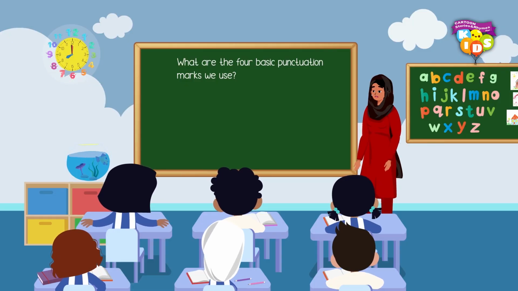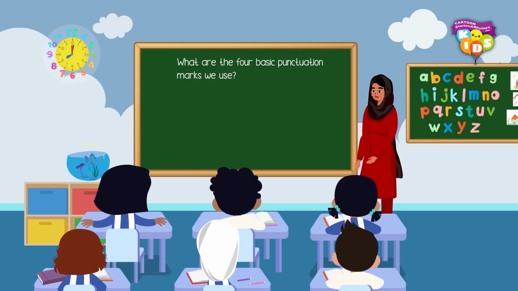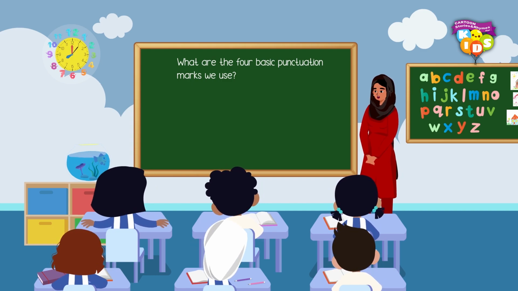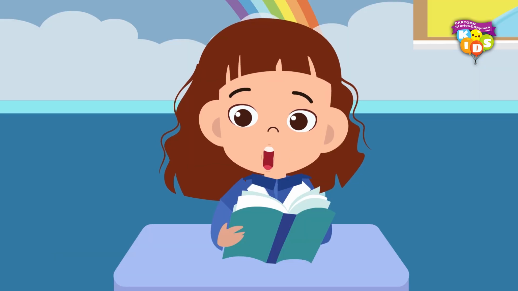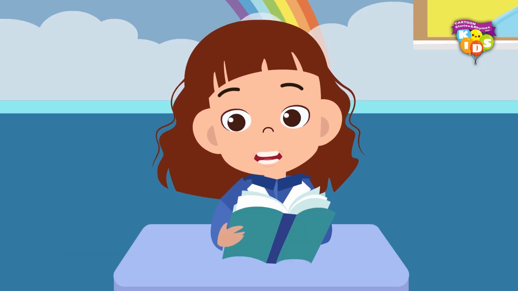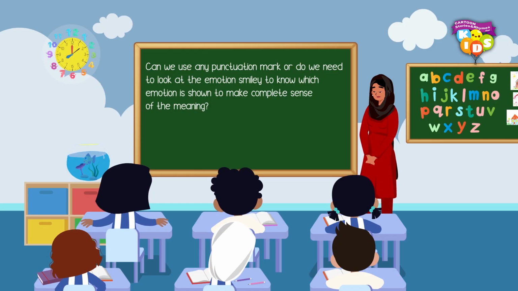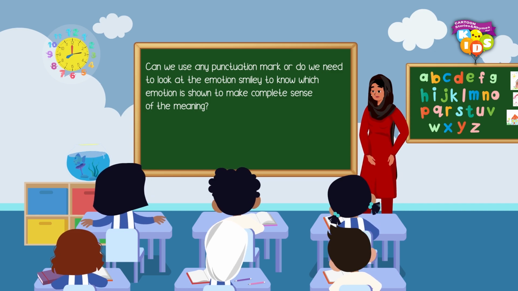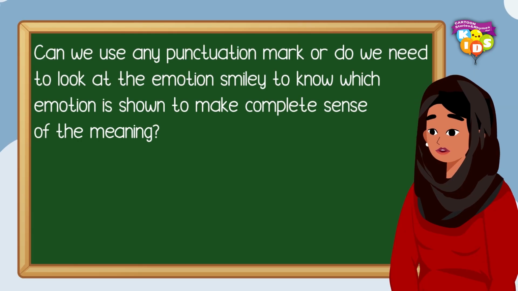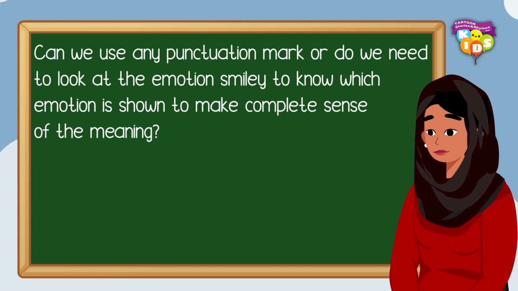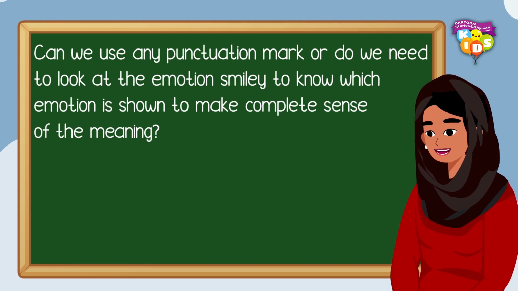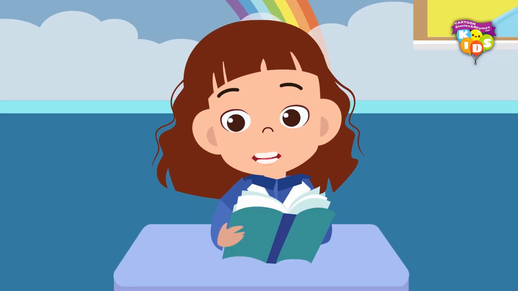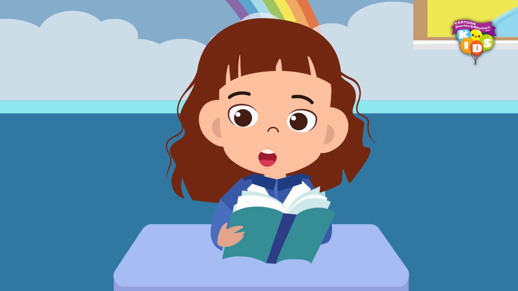Brilliant! You all have done a great job in recalling this. Now we are going to go back to the tiny boxes used in the lines. Any guesses what we will do next? Teacher, I think we will put punctuation in them. Very smart. You are absolutely right. My next question is, can we use any punctuation mark or do we need to look at the emotion smiley to know which emotion is shown to make complete sense of the meaning? We will use the smiley that shows the emotion to understand which punctuation to use for the line.